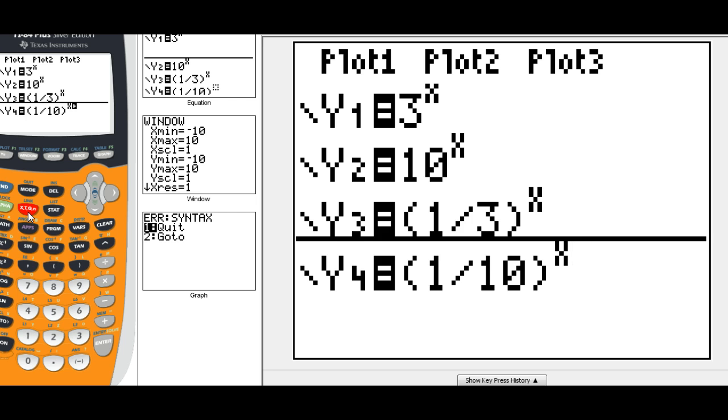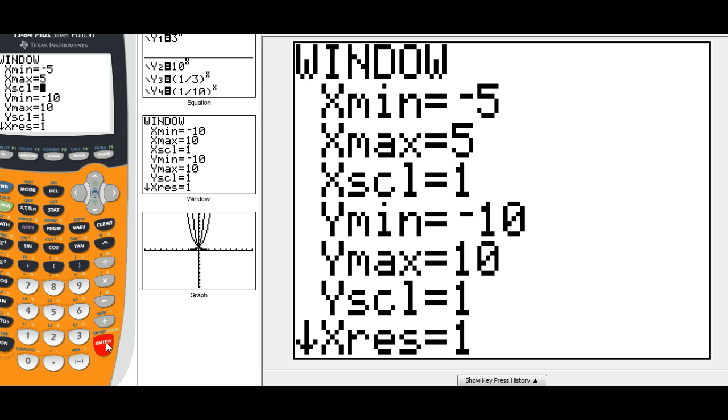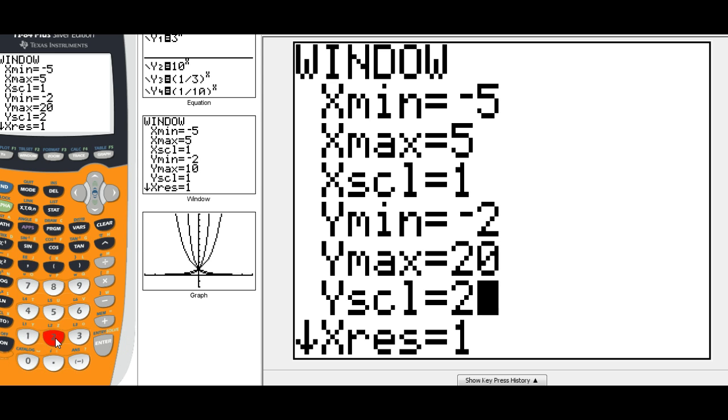So go to your window setting, and we can make x go from -10 to 10. Maybe let's just go from -5 to 5. That should be lots, by a scale of 1. And let's make our y's go from maybe -2 to 20, scale of 2. Great.